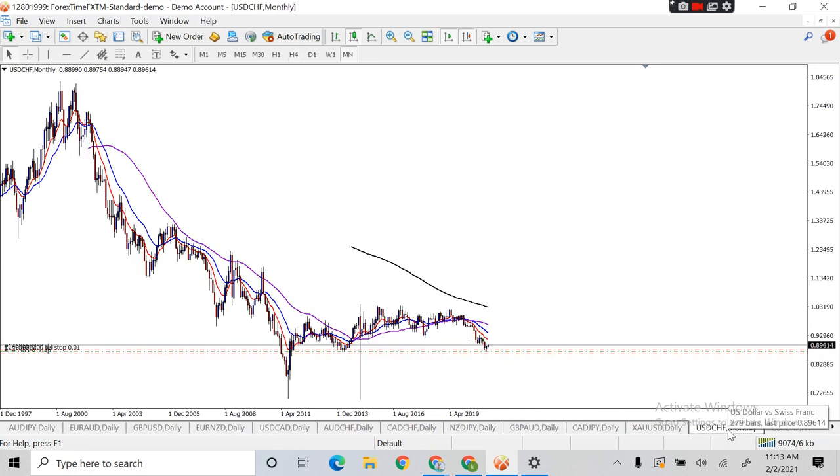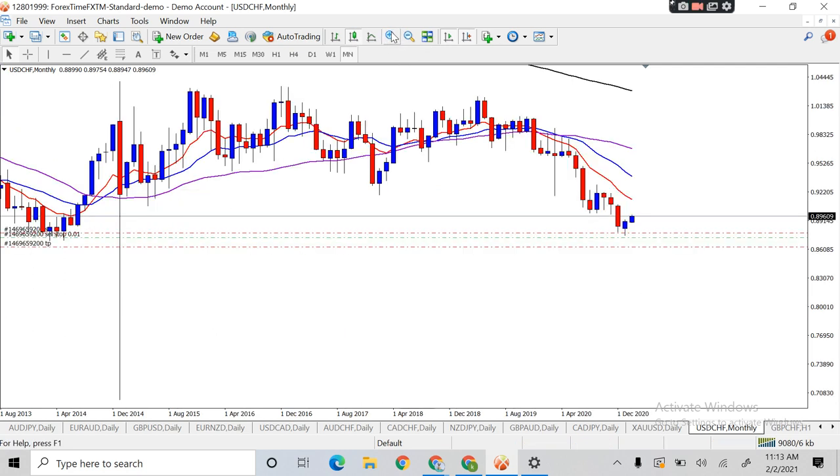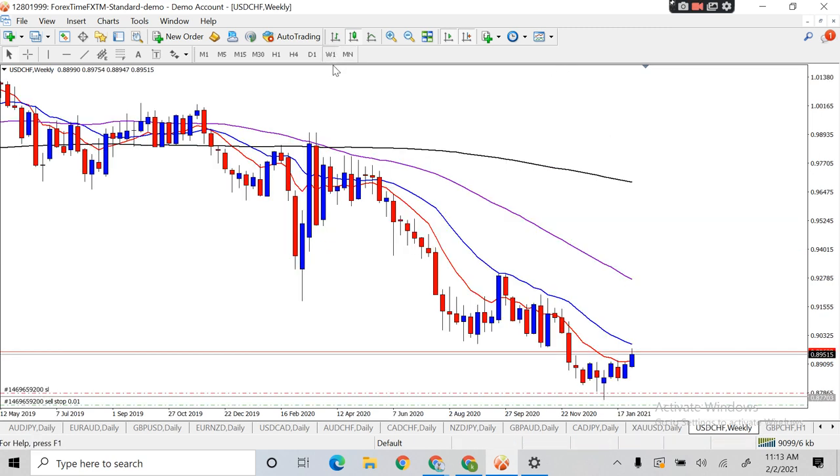Okay, USD CHF. As usual, we go to monthly to see the direction. And for USD CHF, it's buying. It has been buying for the past 2 months, especially because this point is a support area. So it has bounced off the support and it's beginning to buy. Though my ML lines on the monthly are saying I should sell.